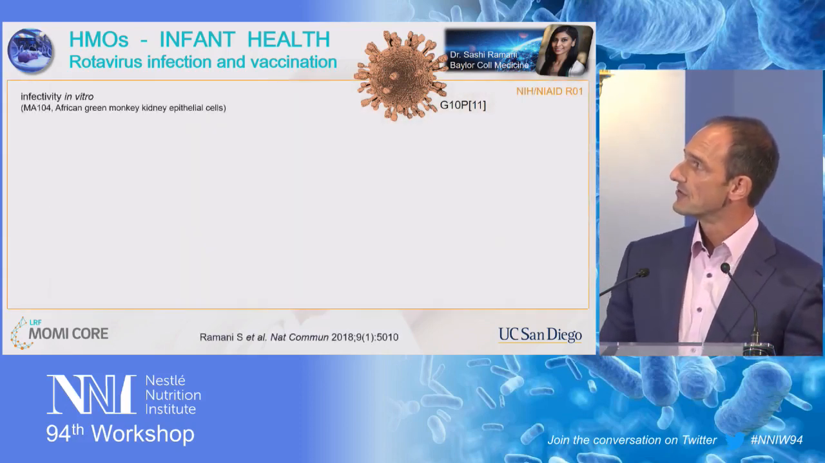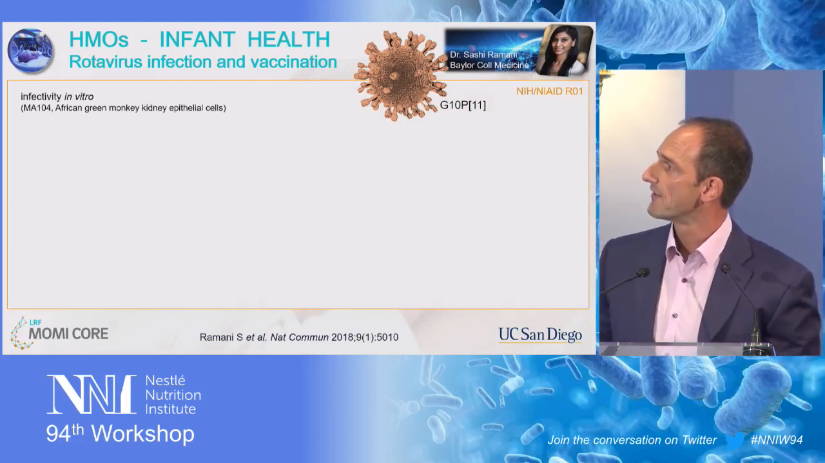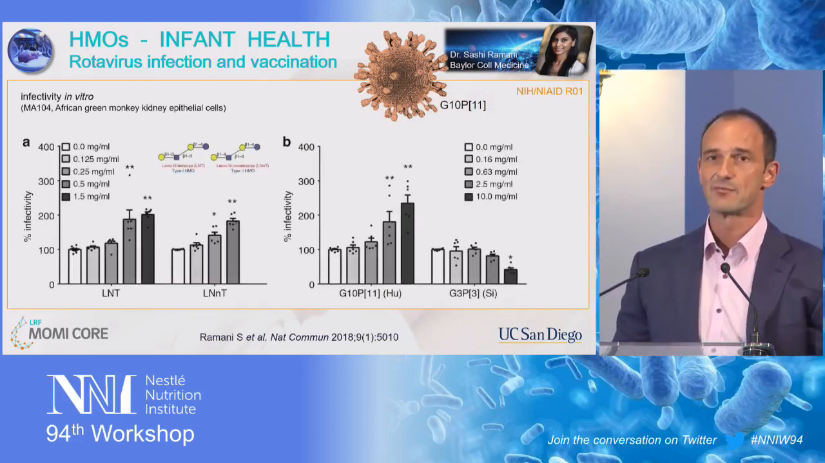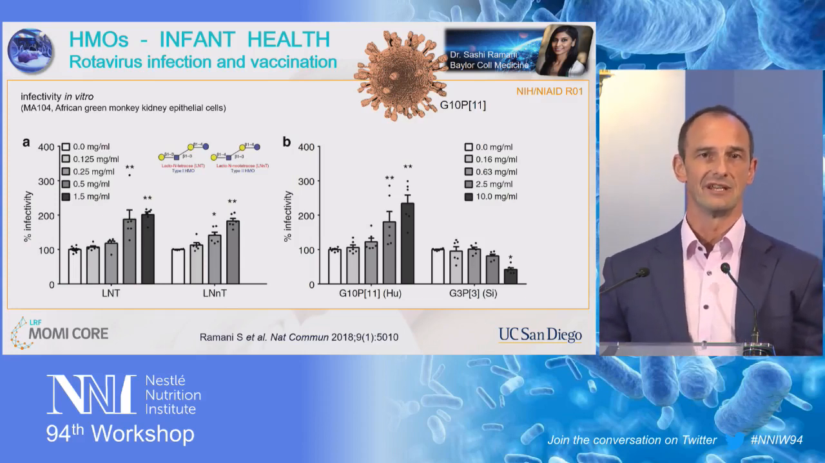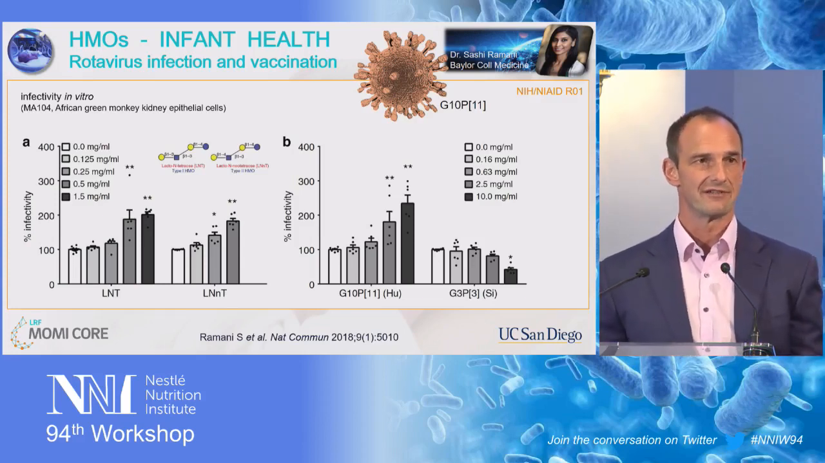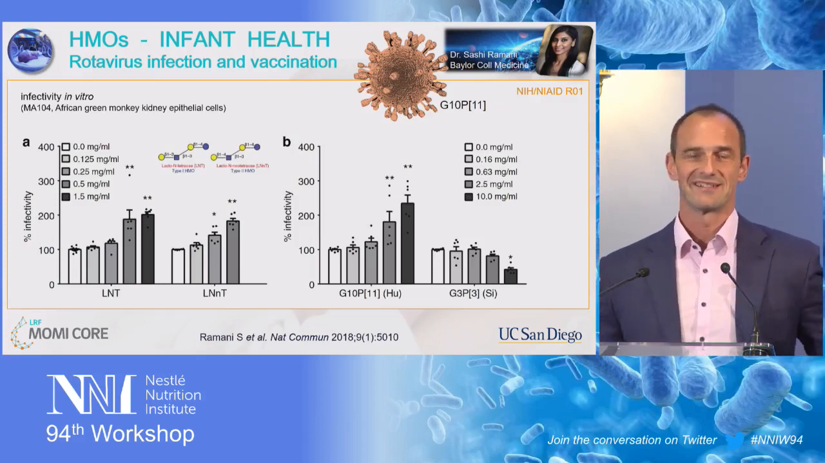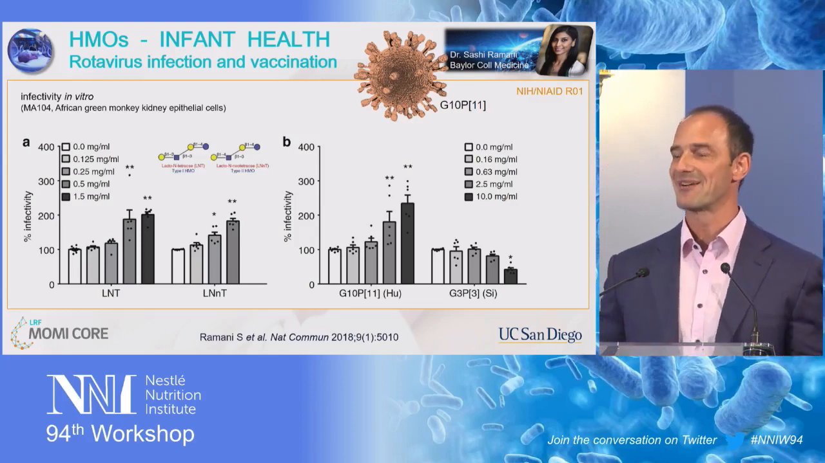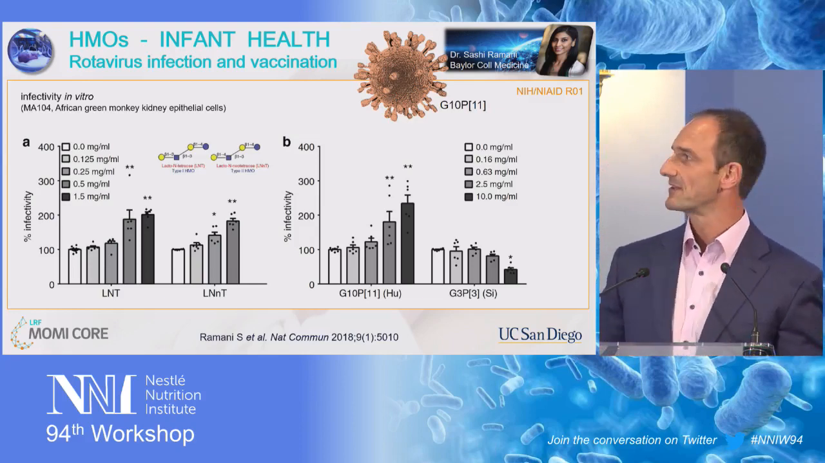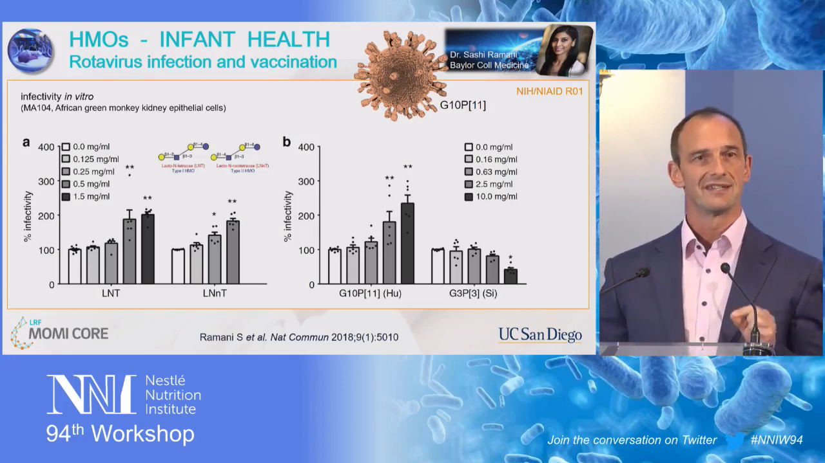So Sashi grew epithelial cells, added the virus, looked at infectivity, and to our surprise, we found that there is specific oligosaccharides that increase the infectivity of this specific rotavirus strain. And we thought, oh, this can't be right. This assay must be wrong because human milk is supposed to protect us. So how can this be right? We must be doing something wrong. So we repeated this a few times, different cells, different conditions, and we found the same results.